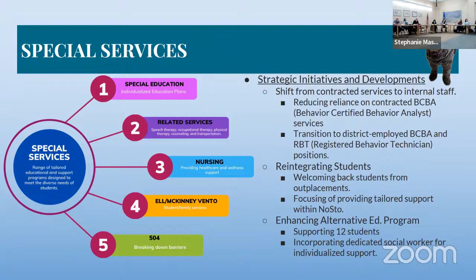And then the last thing here is looking at enhancing our alternative education program. Right now, we have 12 students in the program, and what's really great about it is there's lots of different opportunities for flexible pathways for students. It's not just one size fits all. We look at the student and we say, what does this student need? Some students are in a hybrid model. They come over here and take some classes, but then they're also at Wheeler taking classes. So we really use it to meet the students where they're at.